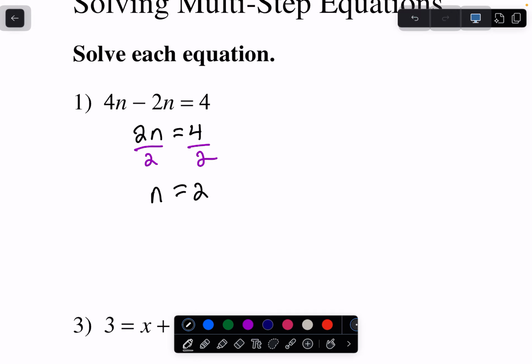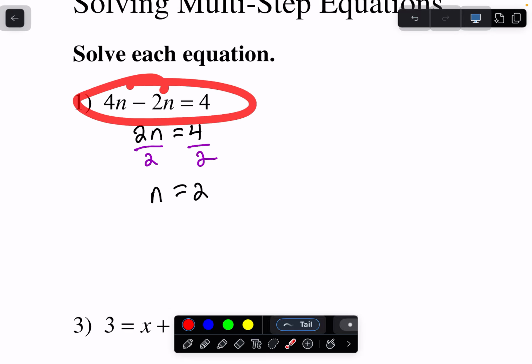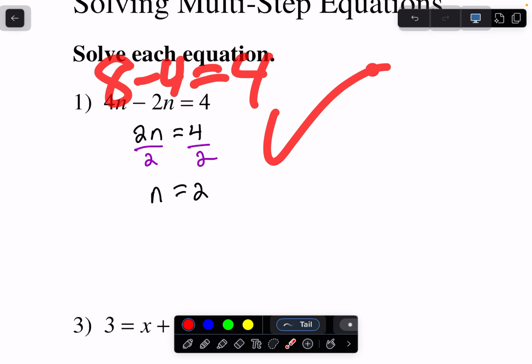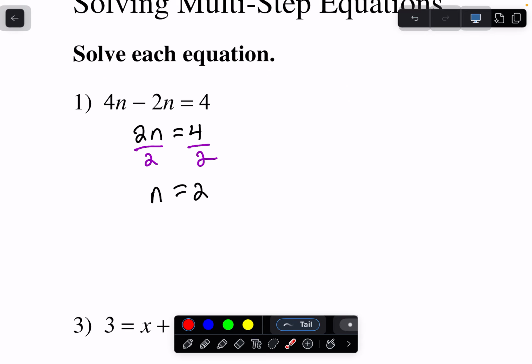Now, at any time to check an equation, especially one that's just a one variable equation to the first power, a perfect nice little equation like this, feel free to plug it in. If you plugged a 2 into the original, you would get 8 minus 4 equals 4. So it should make a correct statement. So checking them should be an easy thing. You can just do it sometimes in your head.